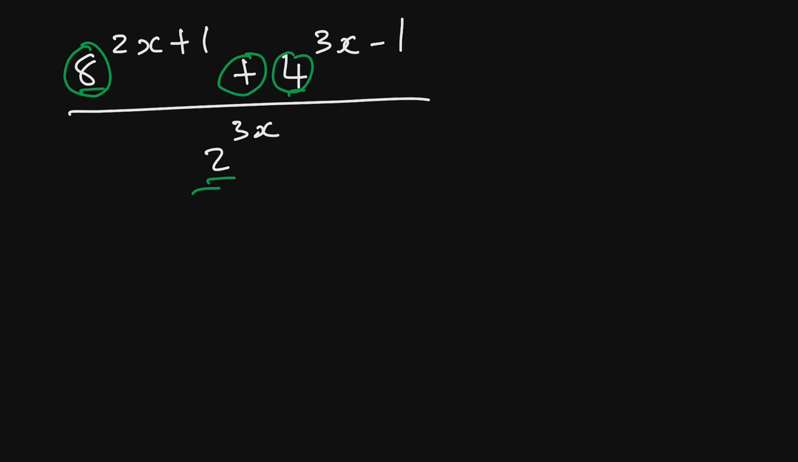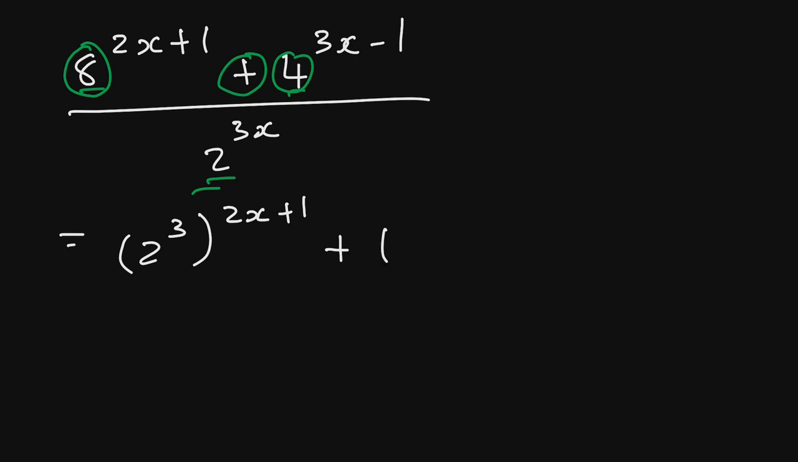But how do we do that? Remember, we use the calculator. You just type 8, press equals, and then shift fact. So this is going to be 2 to the power of 3, and all this is raised to the power of 2x plus 1. We keep the plus sign there, and we do the very same thing for 4. Remember, you don't have to memorize them, but if you do memorize them, that is still okay.